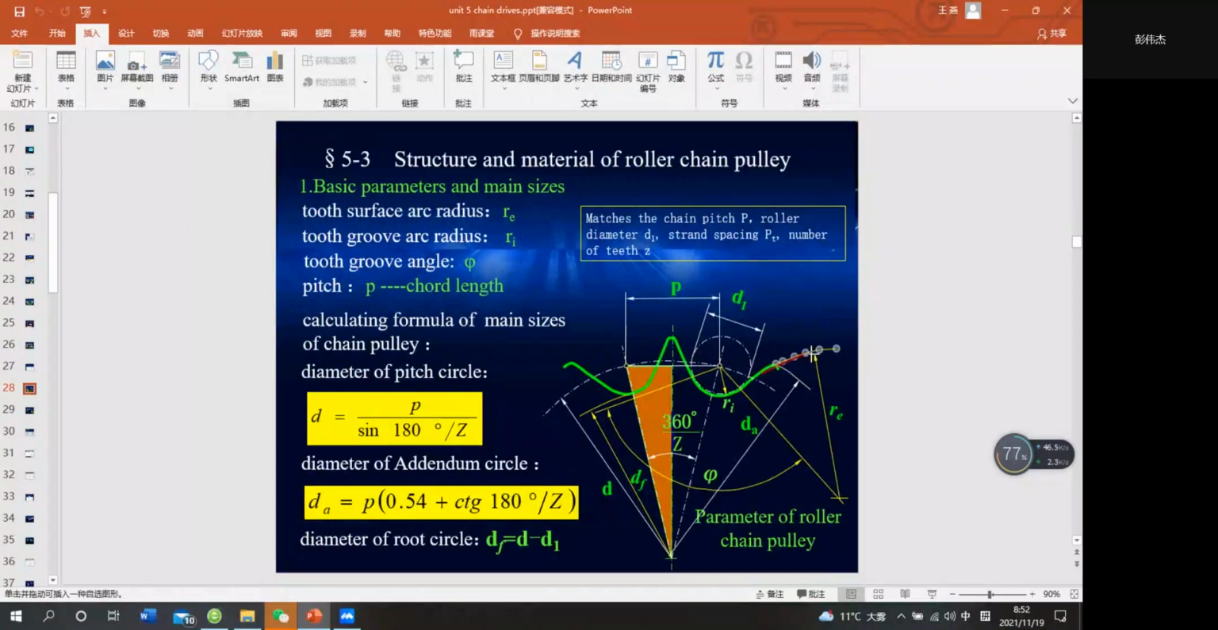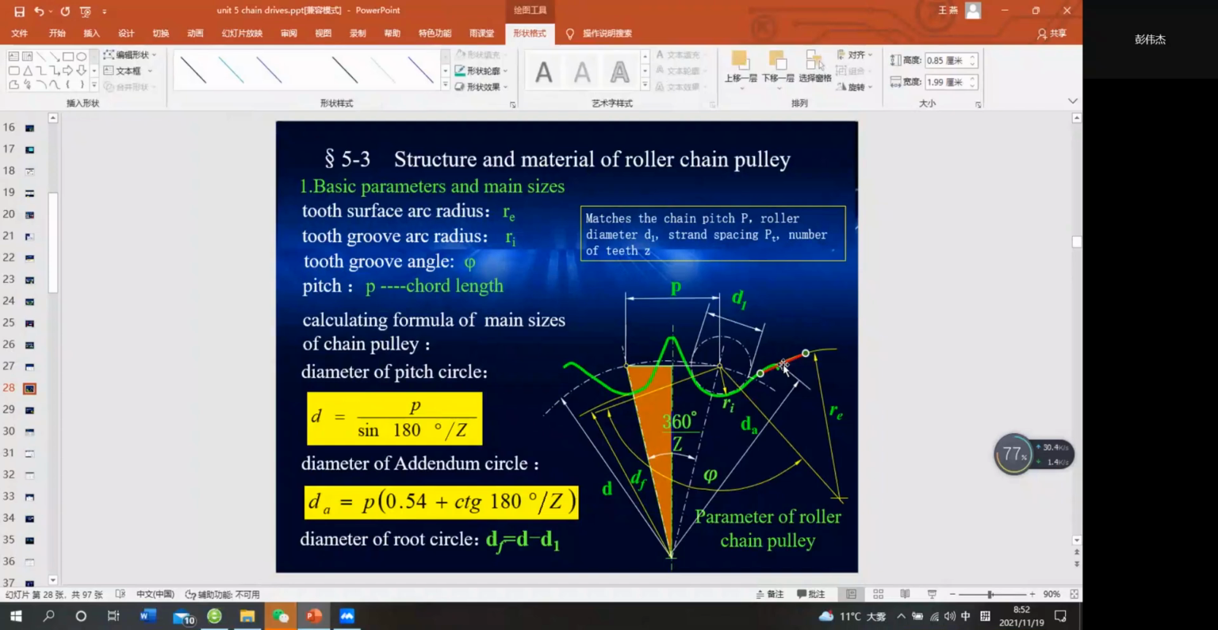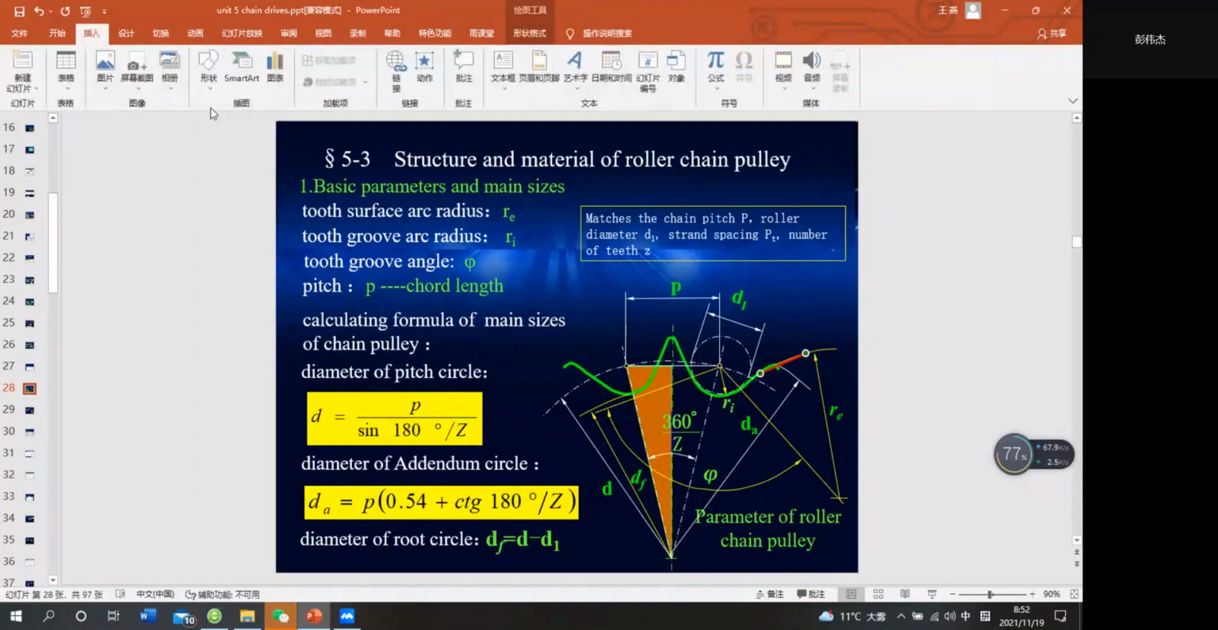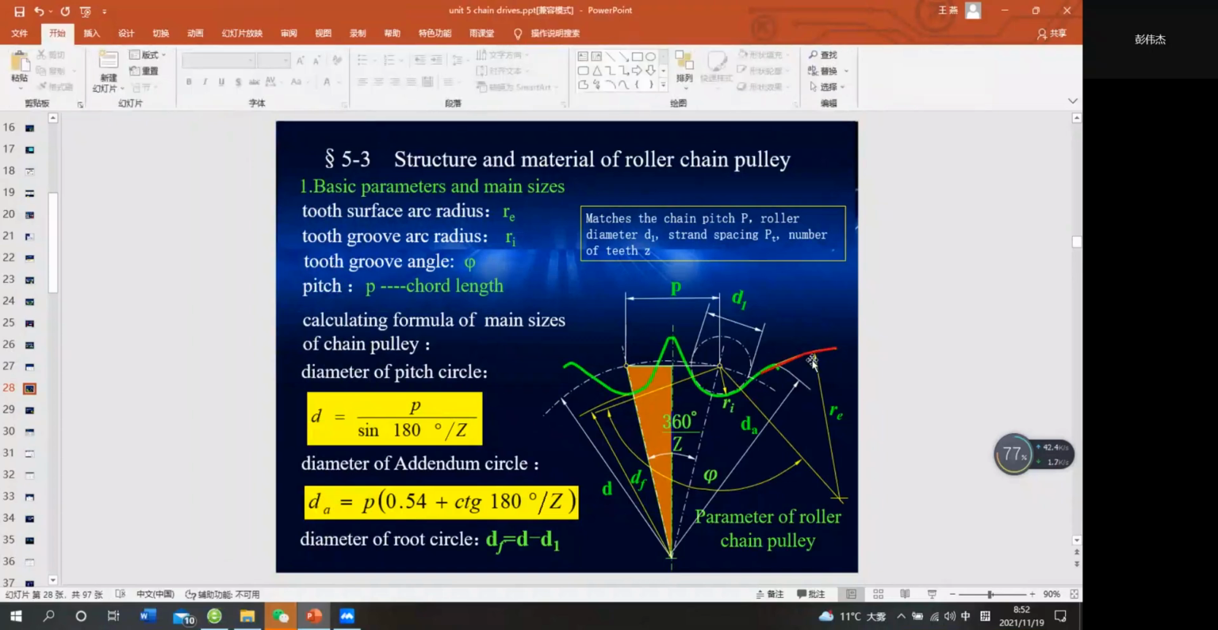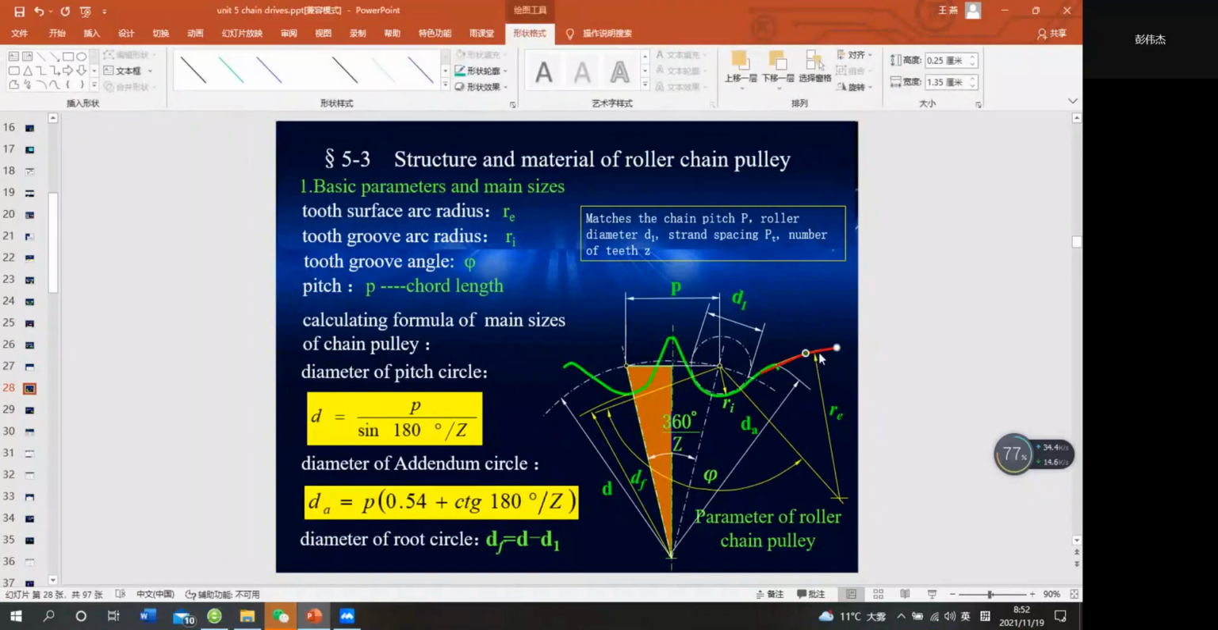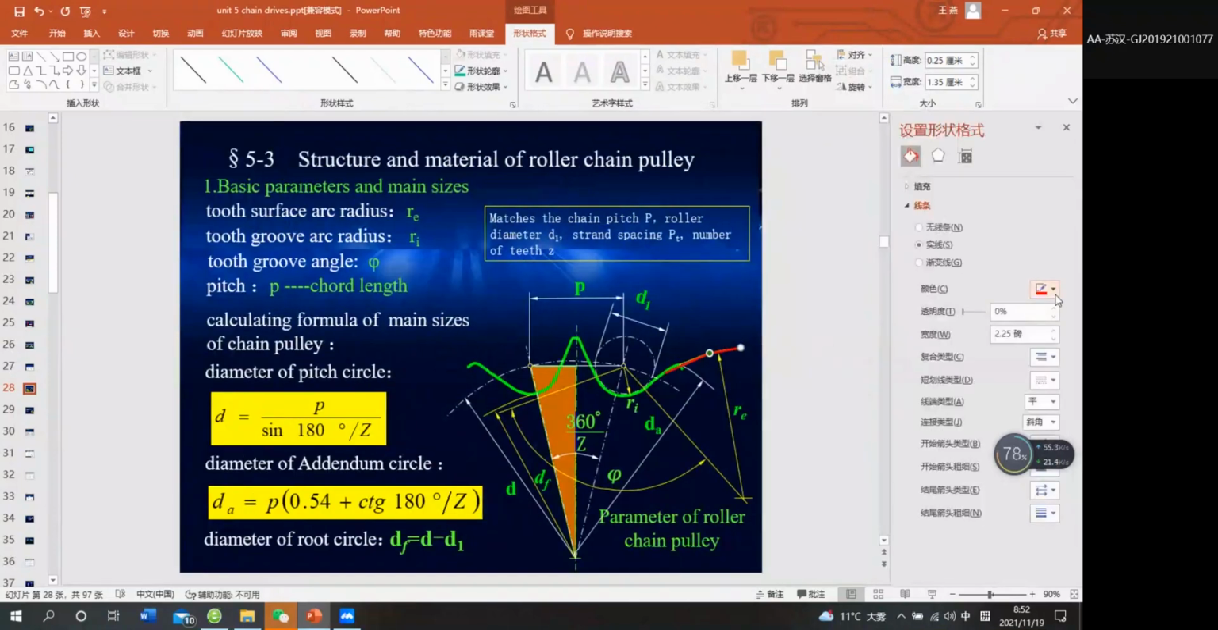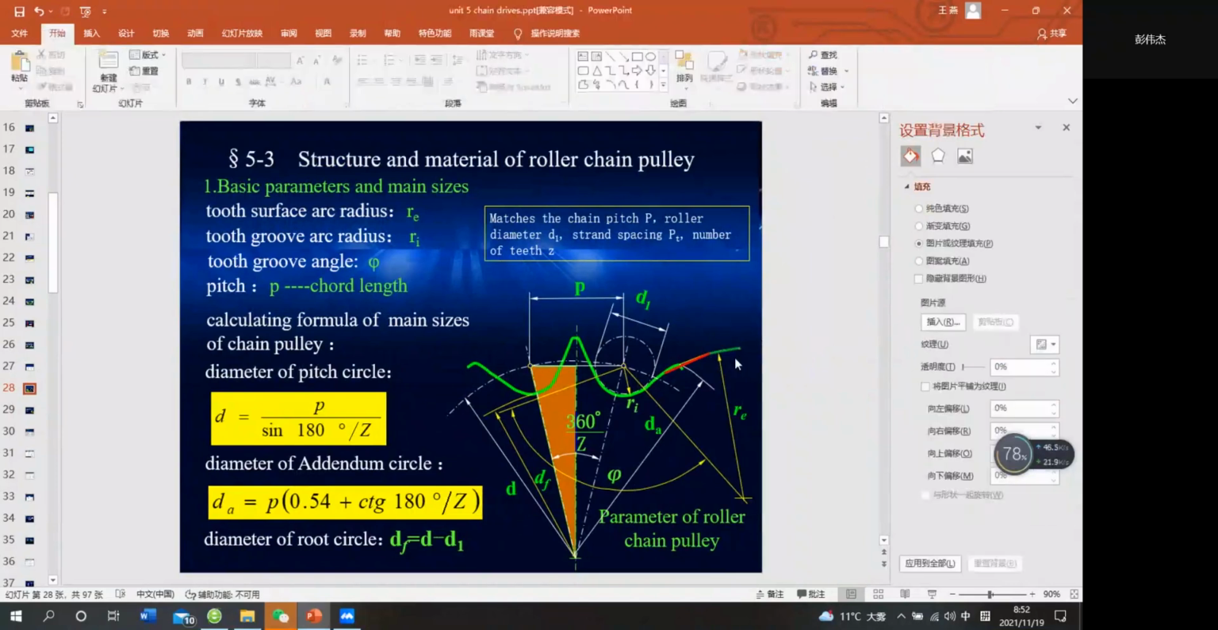Draw a chord like this. There is a chord. Then draw another chord like this. But what about the center? How do I get the center to draw the arc?